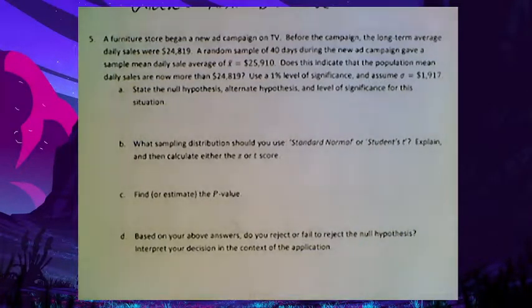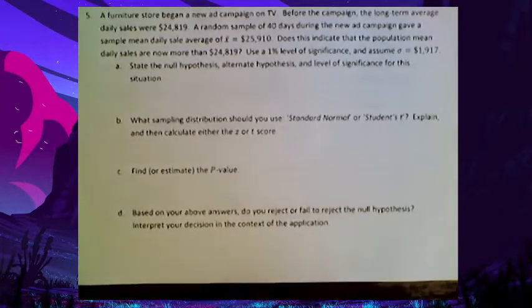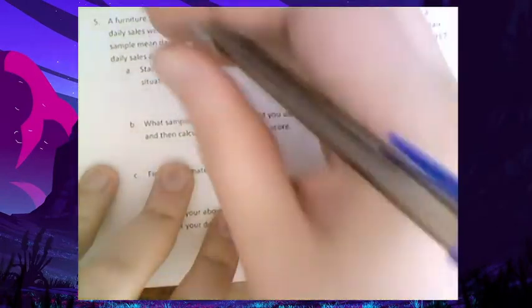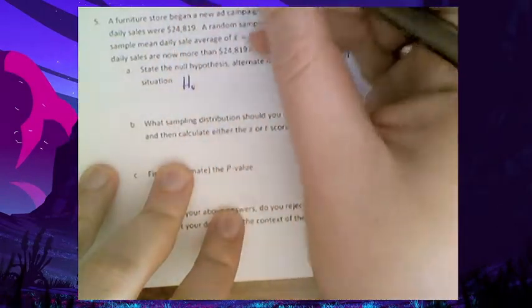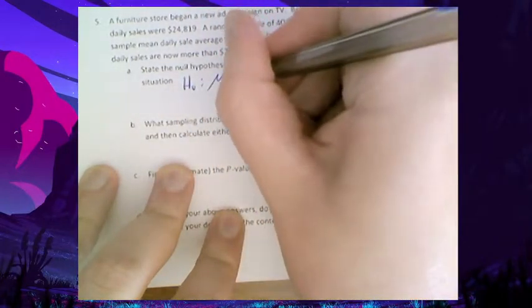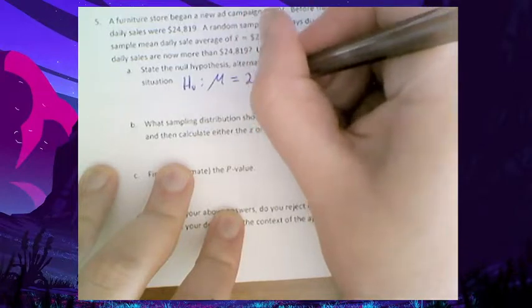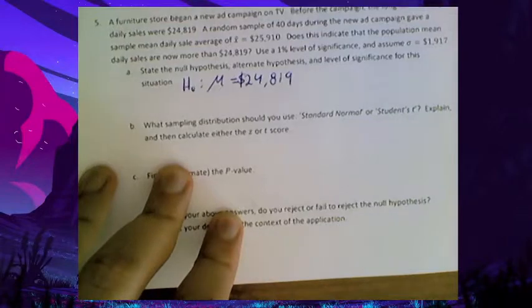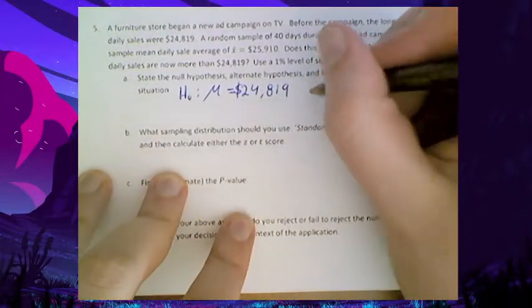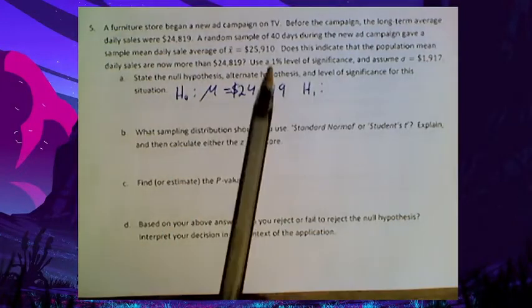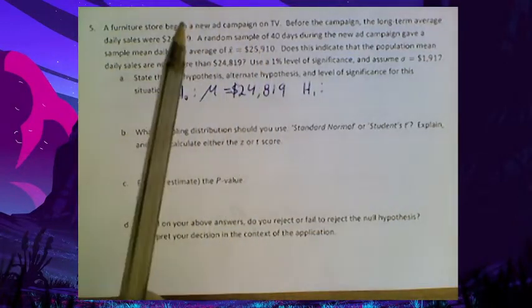Okay, so this is a hypothesis test. This is one of the longer ones. First thing I'm going to do is state my null, my alternate, and my level of significance. So my null, which is my H sub naught, is that my mu has not changed. Is that my mu is still $24,819.